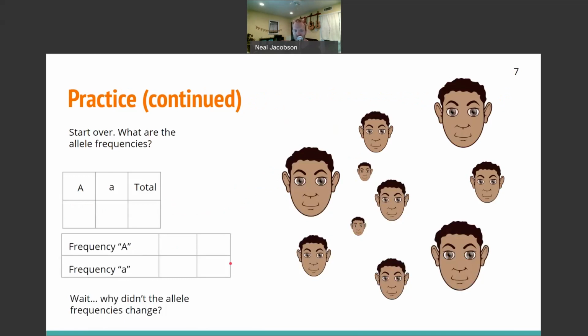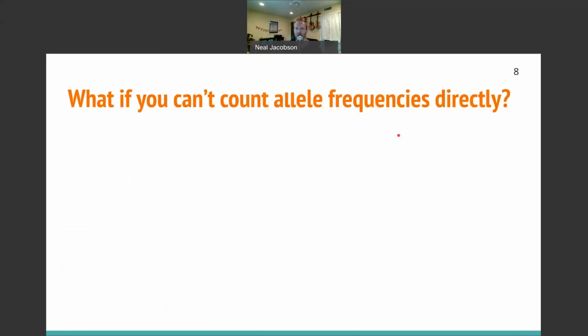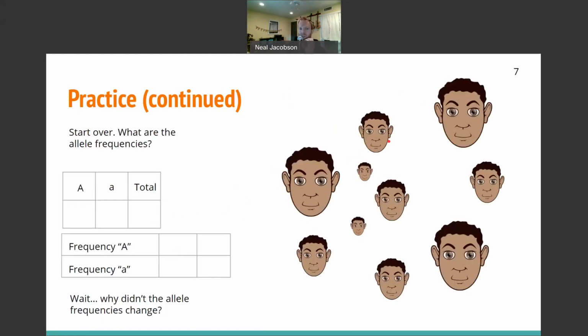Wait, why didn't the allele frequencies change? What do you think happened there? Well, I can tell you why they didn't change. It's because there was no selection, no mutation, no migration, and nobody was having more kids than just 1 per person. So those things were keeping the allele frequencies the same from generation to generation.